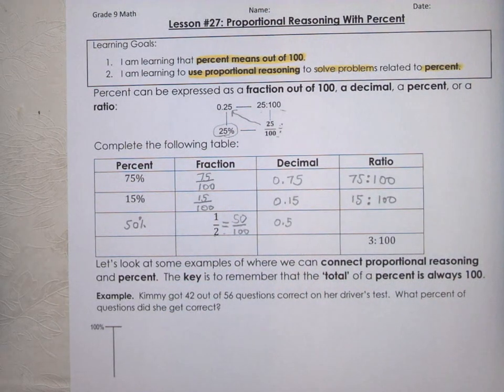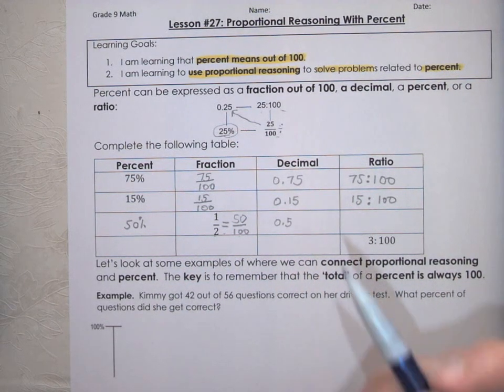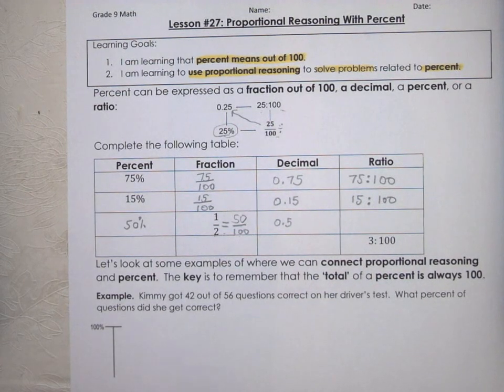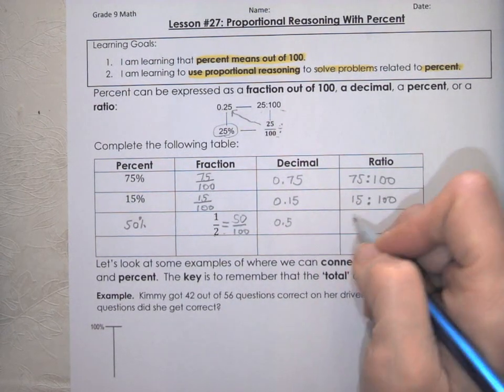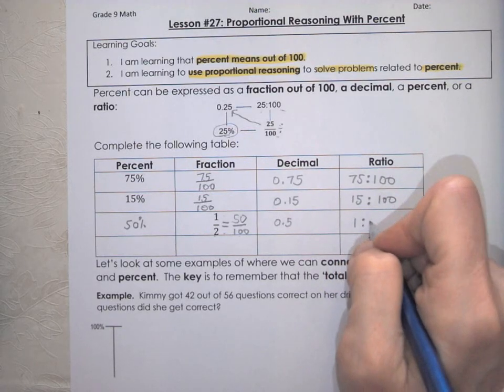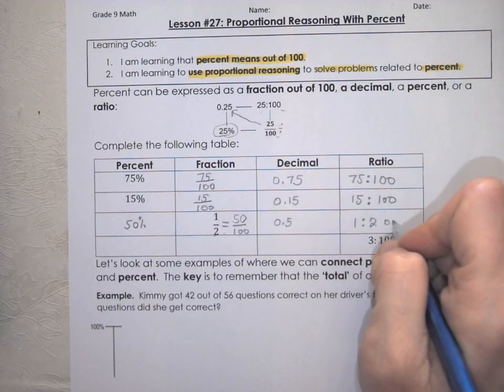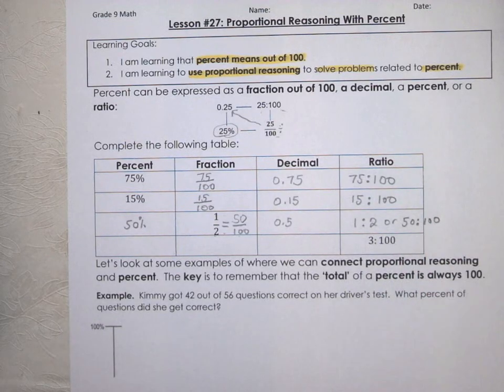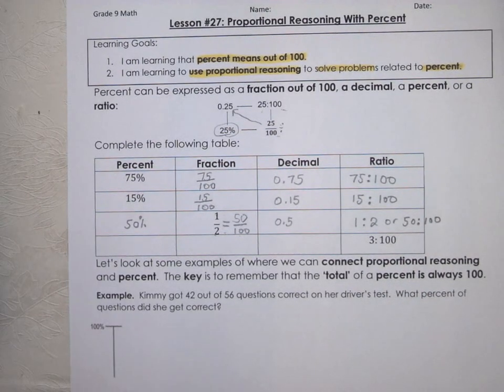Okay, another way to get the percentage is always to make it out of 100. And then we could write this as 1 to 2, or that would be simplest form, or we could write it as 50 to 100, and they mean the same thing. They're equivalent ratios, which we've been talking about.